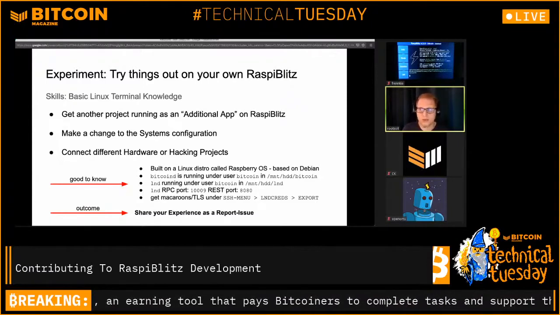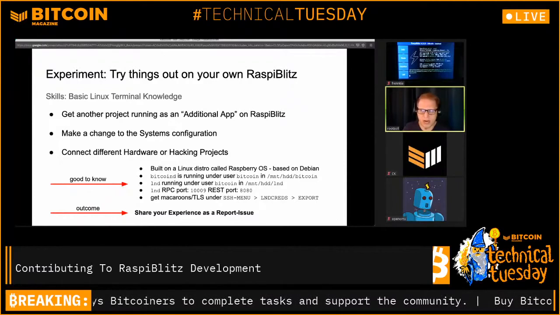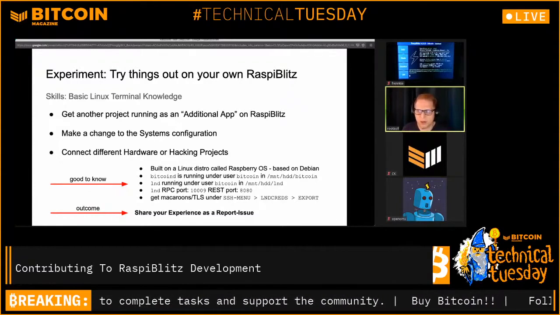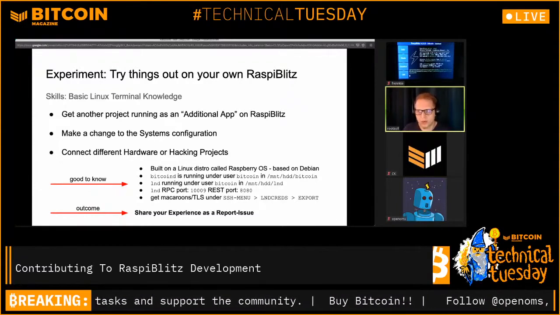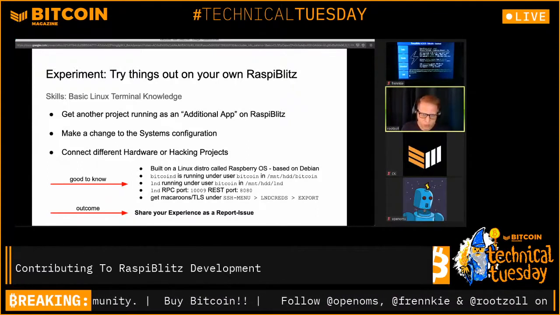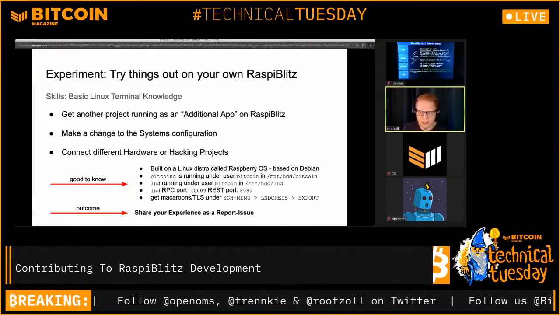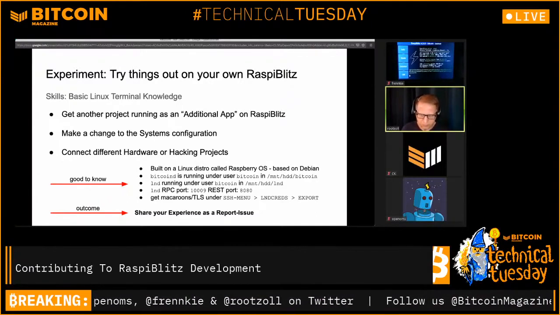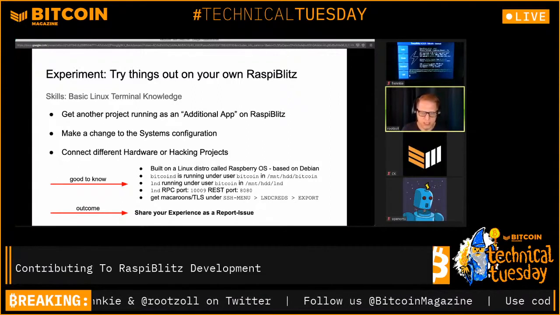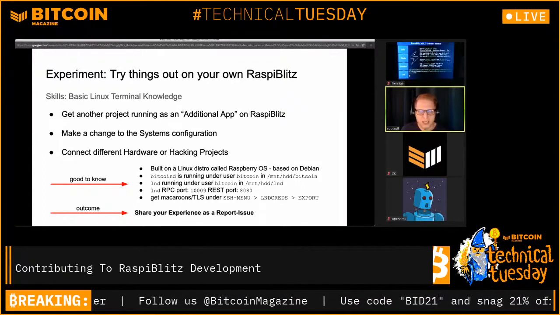Also, you can try to connect different hardware or see what else you might exchange. Some people try to exchange the LCD on the node for e-paper or something. So there are a lot of ways to go. Maybe to put some takeaways, some good-to-knows. The RaspiBlitz is based on Raspberry Pi OS, Raspbian, and that is based on Debian. So if you're used to Debian, that's good to know.